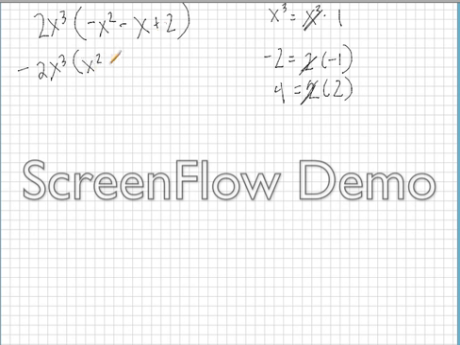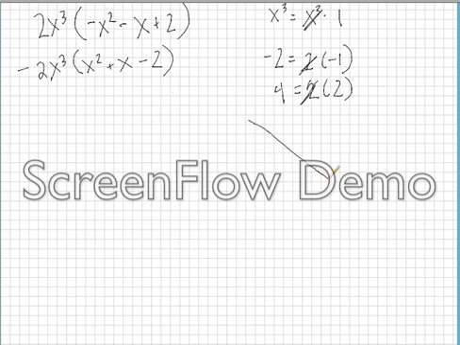So this turns into x squared plus x minus 2. If I redistributed that negative, I would, of course, end up back with what I have up here, which is a good way to check if you're factoring something correctly. So let's see if this factors into anything smaller.